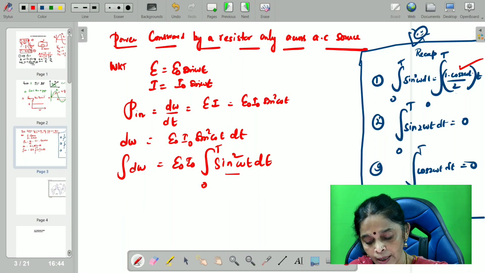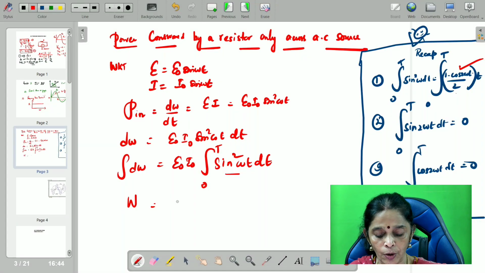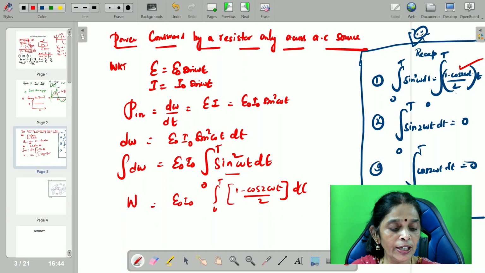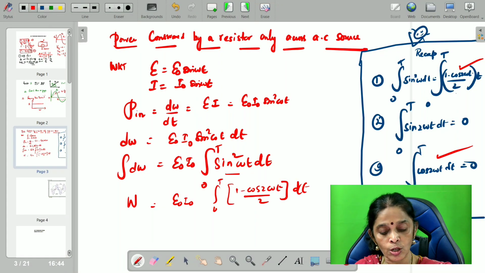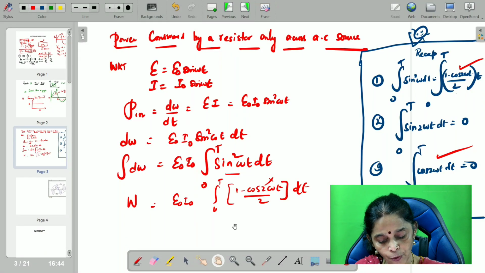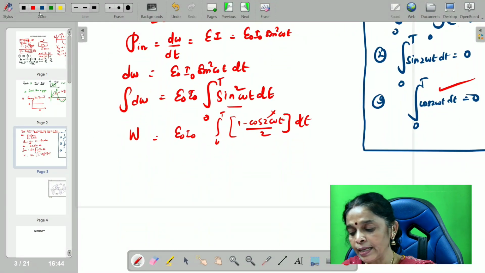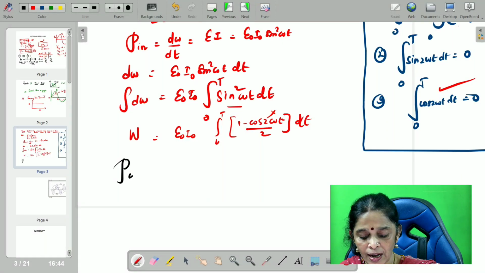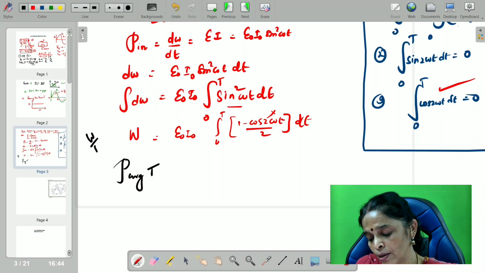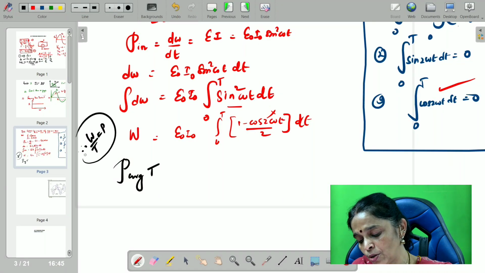So therefore, dW is equal to work done. That will be equal to E naught I naught into the integral from 0 to T of (1 minus cos 2 omega t) divided by 2 into dt. Just now I told you the integral of cos 2 omega t is 0, so this becomes 0. So work done is equal to average power into T, because work done by time taken is equal to power, right?